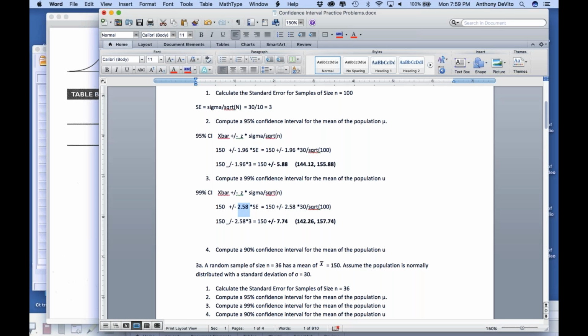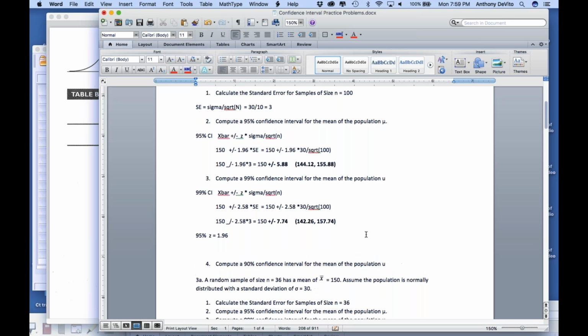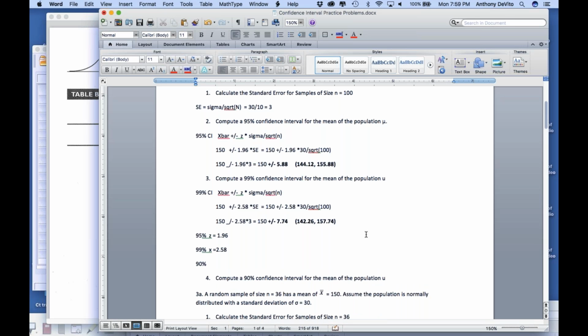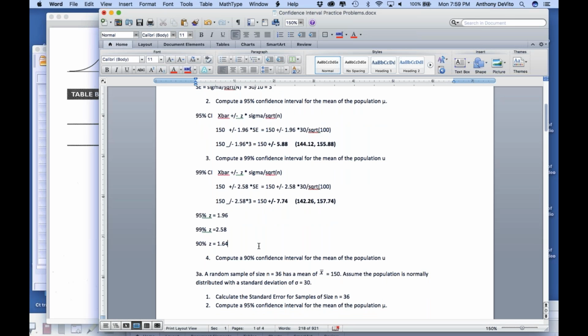The question is, where did we get these numbers from? I'll show you again where we got the numbers from in a second. Take my word for it for the moment. For a 95% confidence interval, we will always use a z-score of 1.96. For a 99% confidence interval, we will always use a z-score of 2.58. And for a 90% confidence interval, we always use a z-score of 1.64. We talked about that earlier, but I'll illustrate again where those numbers came from. So let's just stick with those for the time being.